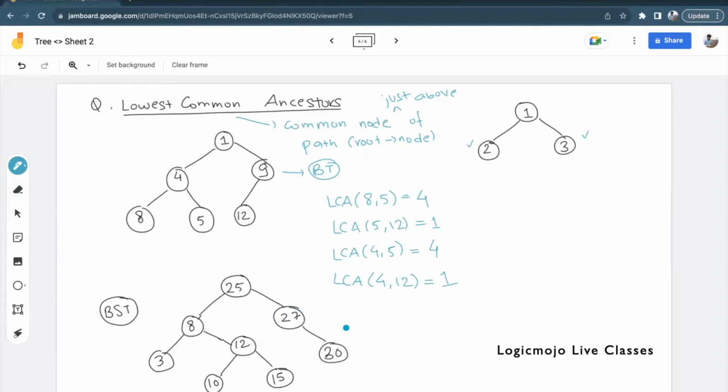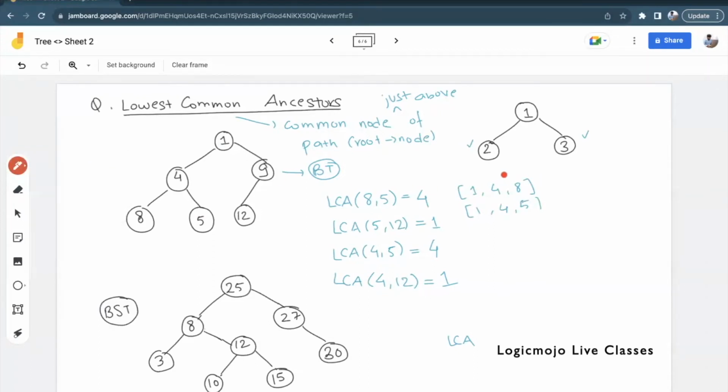Now here, if you have to find the LCA, that is the lowest common ancestor, what we can simply do is find the path. For the lowest common ancestor of the tree, we can find the path from root to that node. For example, if you want to find it for 8 and 5, we can find the path. The path will be 1, 4, 8. And the next one will be 1, 4, 5.